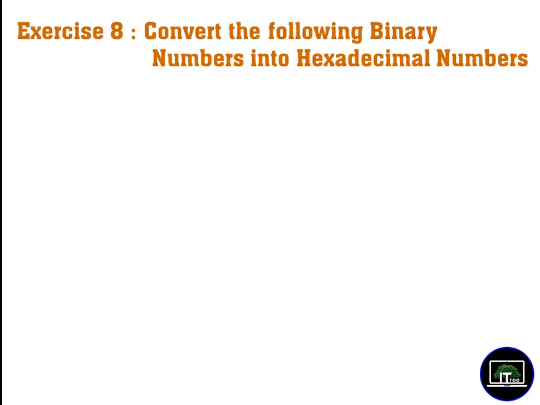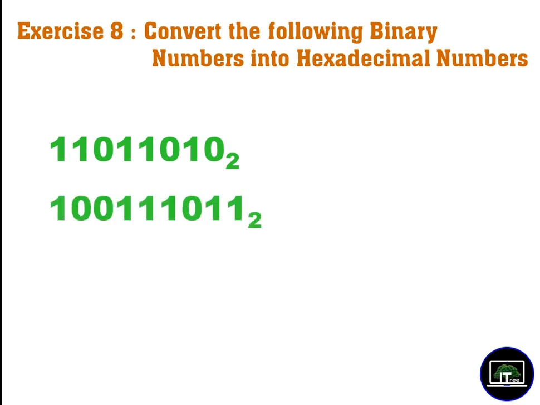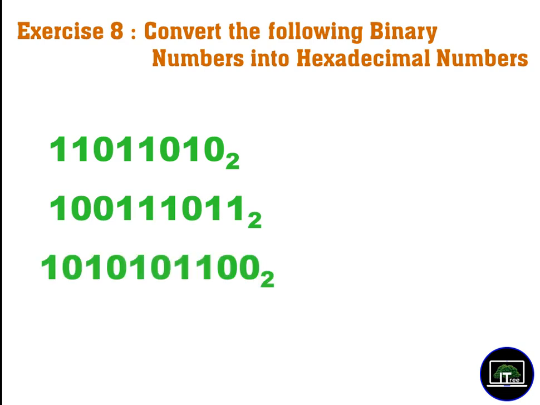Okay, we try to solve these problems now. I'm going to give some exercises. You can perform these exercises. Convert 110 from binary to hexadecimal. You know the method: divide into 4-digit groups, then write the hexadecimal equivalent. This one: 1, 2 zeros, 3 ones, 0, 1, 1. And this one: 1 0, 1 0, 1 0, 1 1, 0 0.